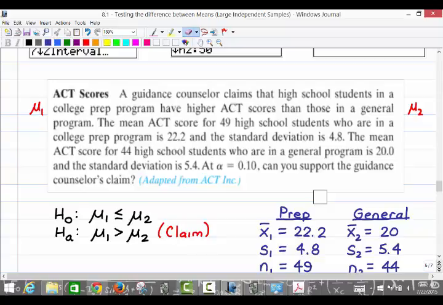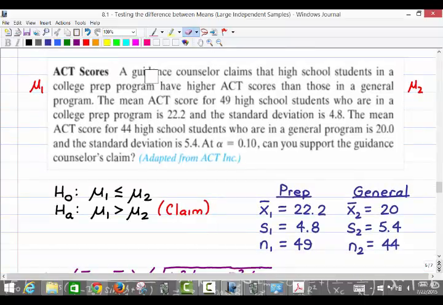At alpha equals 0.10, can you support the guidance counselor's claim? So the claim is the college prep is higher than the general program. Higher meaning larger. So that's how we have mu1 greater than mu2. So therefore its alternative would be mu1 less than or equal to mu2.